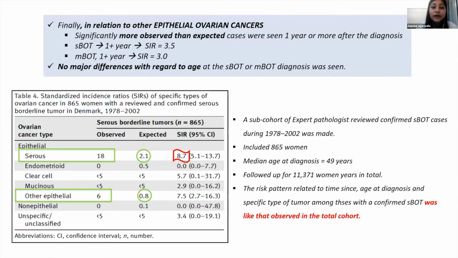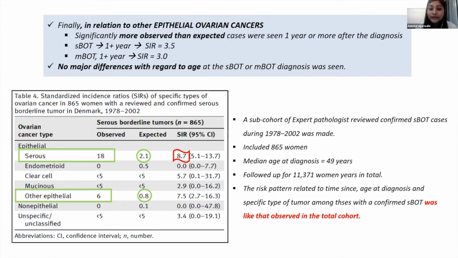Finally, in relation to other epithelial ovarian carcinoma, which includes adenocarcinoma NOS, the commonest, significantly more observed than expected cases were seen 1 year or more after the diagnosis. No major difference with regard to age at the diagnosis was seen. The authors also made a sub-cohort which included expert pathologist-reviewed, confirmed serous borderline cases during 1978 to 2002.